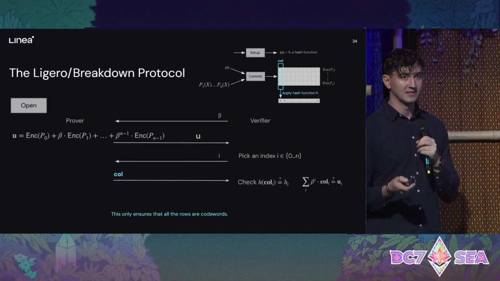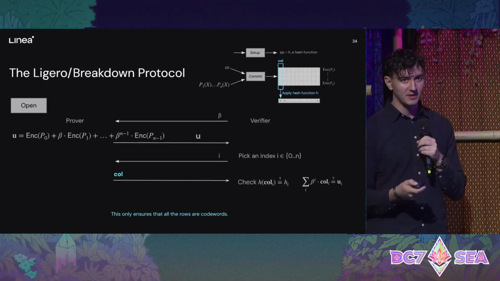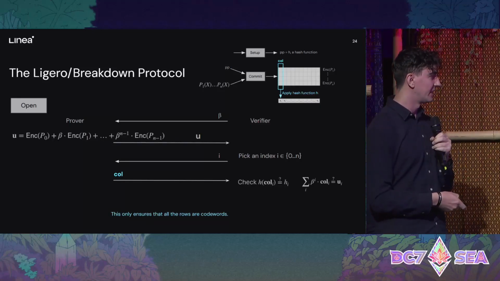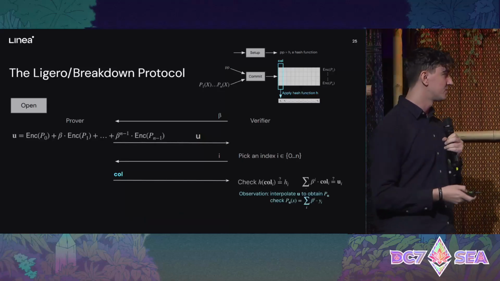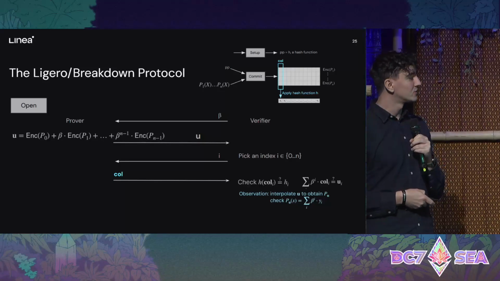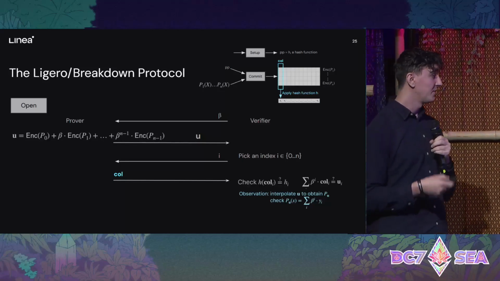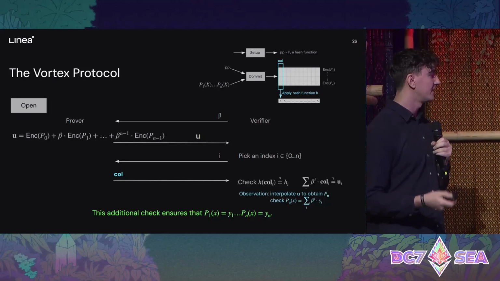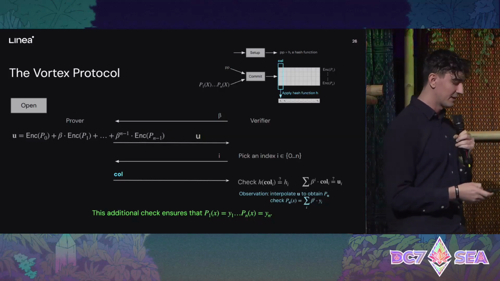But we want more than this. We want to actually make a proof about the claimed evaluations of the polynomial, not just show that the rows are code words. And what we notice in this work is that if we interpolate this vector that is sent by the prover to obtain some polynomial, and then we also check that this polynomial evaluated at x is equal to the linear combination of the y's, if you do this additional check, we can prove that the polynomials evaluate properly.